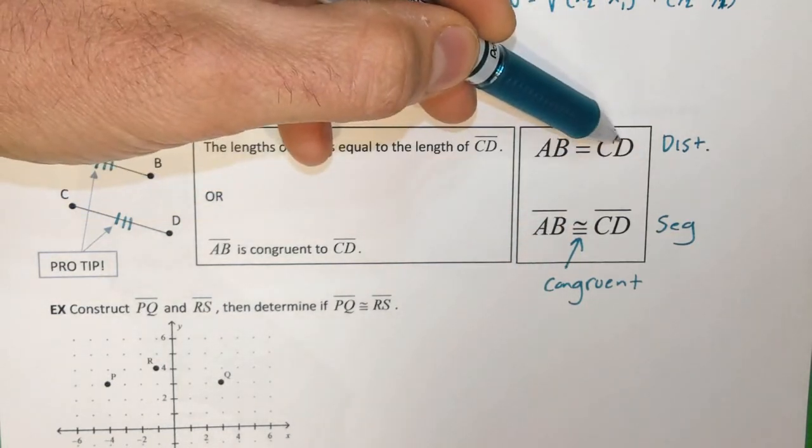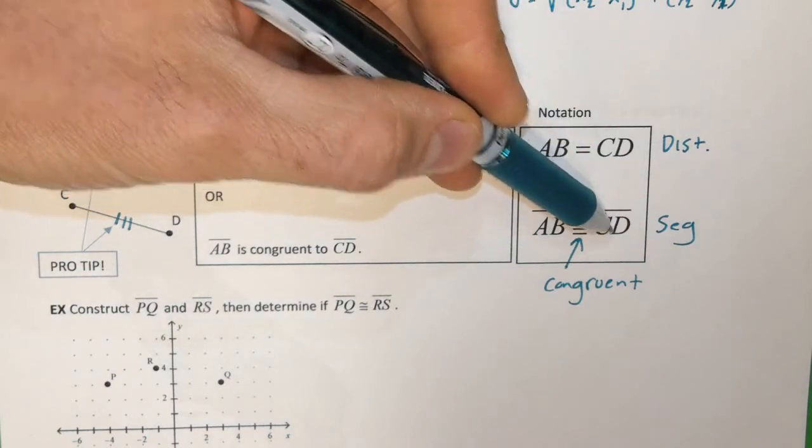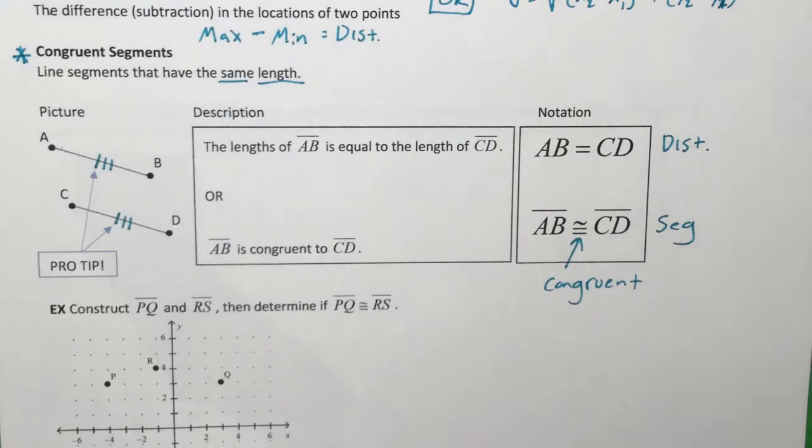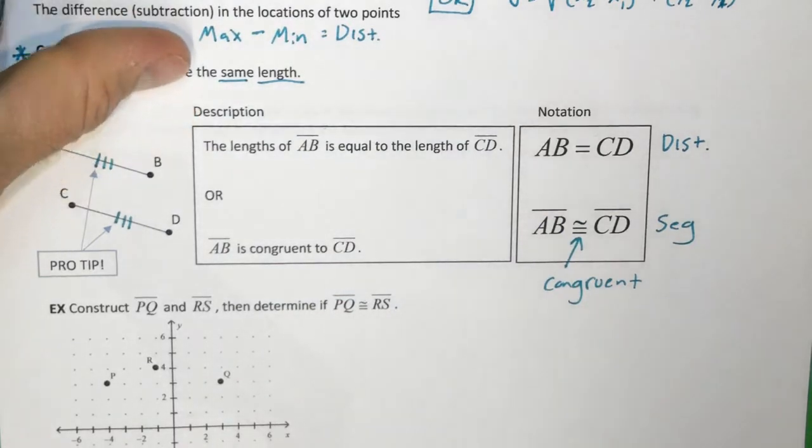One has to do with the distances, one has to do with the segments, one has to use equivalency, and one has to use congruence. So they are very, very similar, but I want you to make sure that you can tell the difference between them. Let's put it to work.